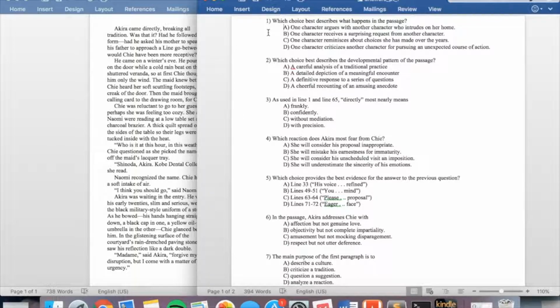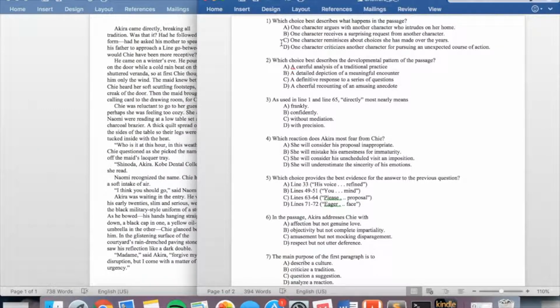Okay, so A, one character argues with another character who intrudes on her home. There's a case for this being in the passage, but it's really not the main event. B, one character receives a surprising request from another character. This is a strong candidate. It definitely does happen in the passage. The surprising request, of course, is the direct request for Naomi's hand in marriage and the blessing on that. And it's surprising, again, because it's direct. There's a lot of time devoted to it in the passage. It's not just one thing that happens, but there are several paragraphs that kind of go towards explaining it.